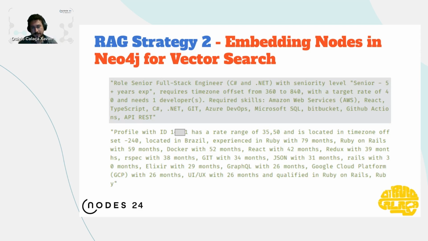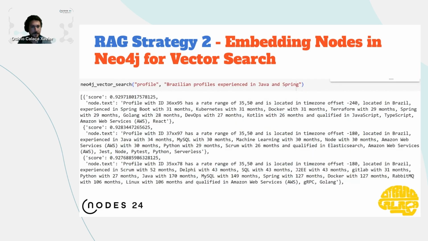So we have these examples of the textual representations. The first one is for a role. The second one is for a profile. And with this representation, I can generate an embedding for the node that has this textual representation and put it in the node.